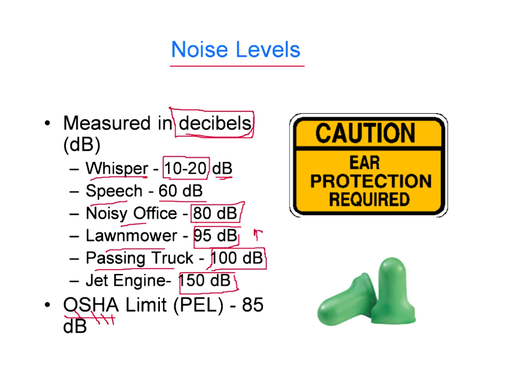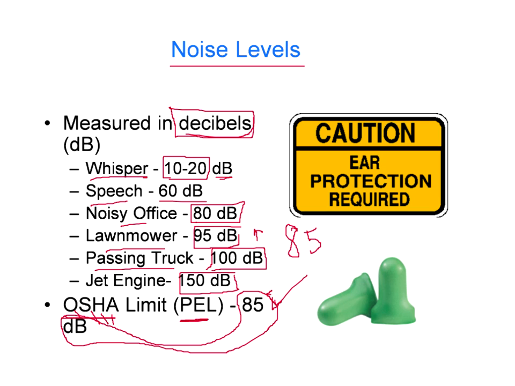So as per OSHA standards, Occupational Safety and Health Administration, the permissible limit for a normal human being is only 85 dB. Up to 85 dB it is okay, it will not affect the ear. If it is more than 85 dB, we have to take care of them. So this is very, very important.